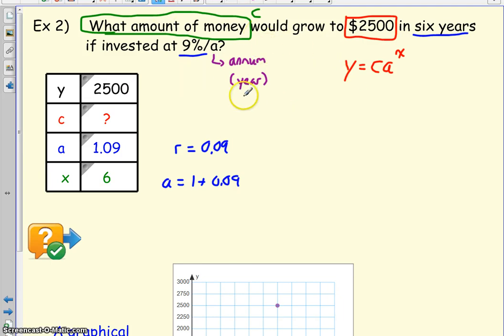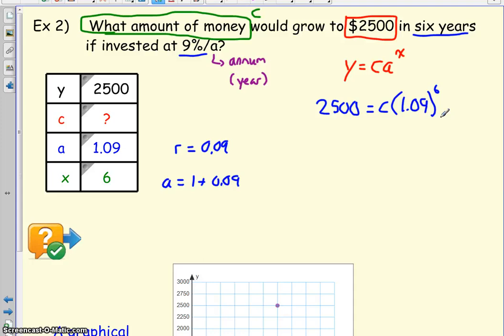So I know that y is 2,500. Okay, c is unknown. My base is 1.09, and my x is 6. Okay, so how do I solve for c? Well, I just need to divide both sides by this 1.09 to the 6. Now, you can run 1.09 to the 6 in your calculator right now, but you have to be extremely, extremely careful with rounding.